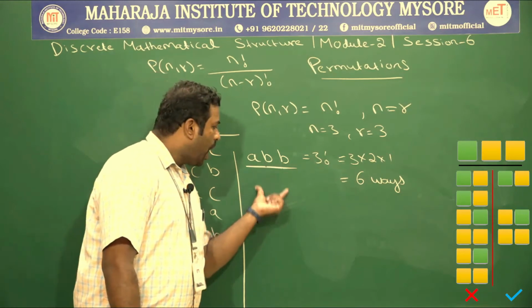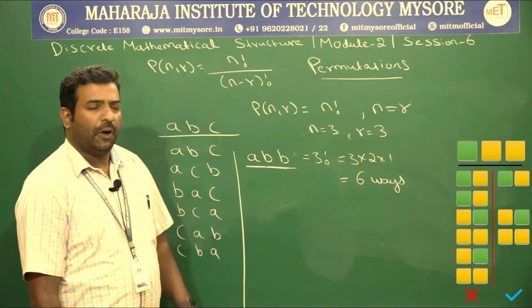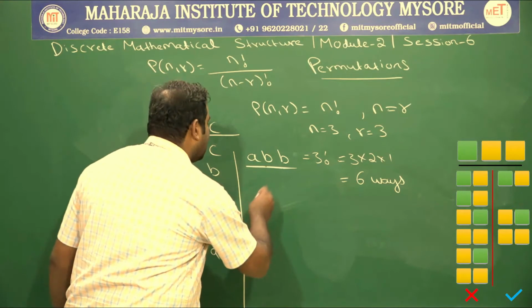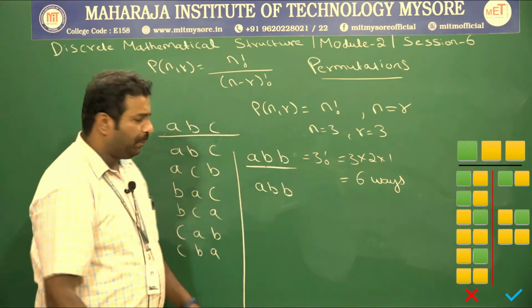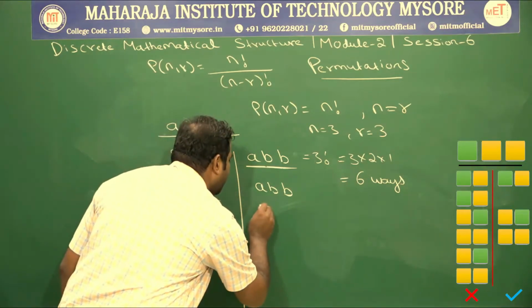Now just observe how many ways you can do this. How many ways can you do this? I am going to have A, B, B as the first way. The second way is A.